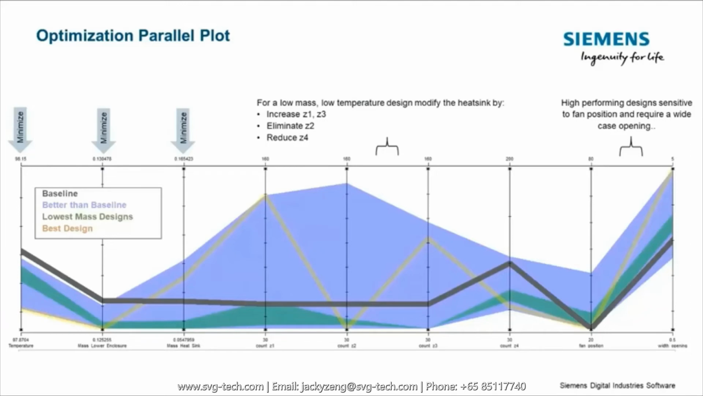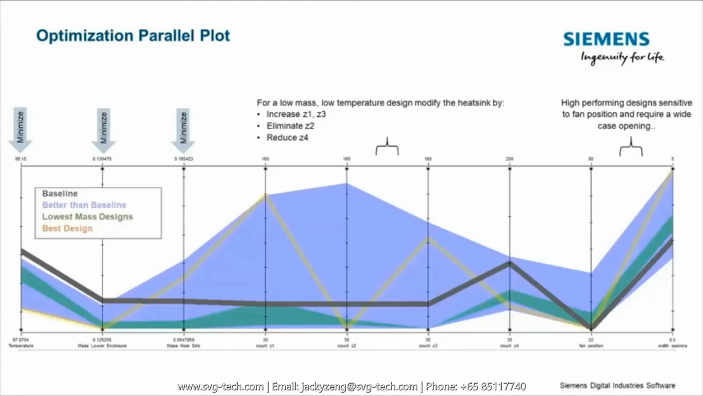So this is what the design shows. The area you see in blue is better than the baseline design. So that is your envelope for meeting your design requirements. The lowest mass designs are shown in green, and the best design is shown in yellow. The baseline design is shown in gray.